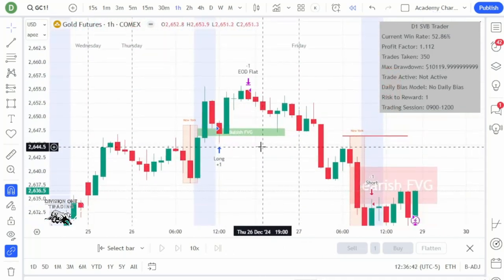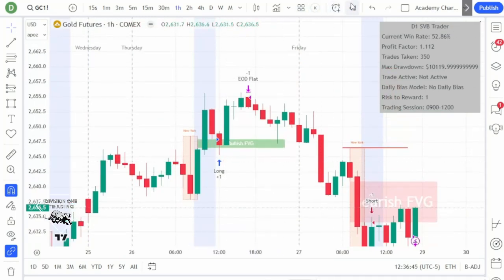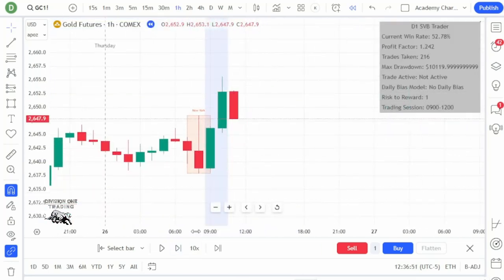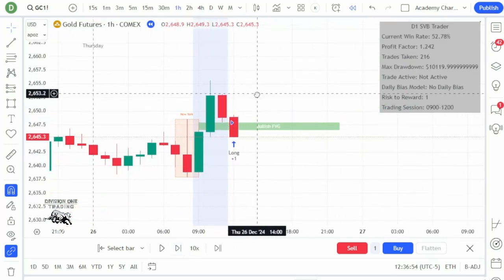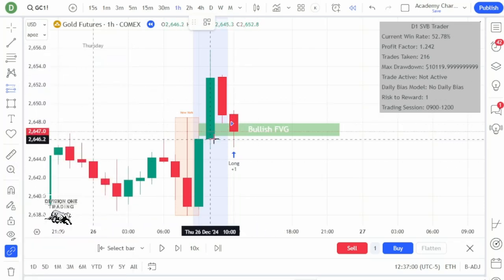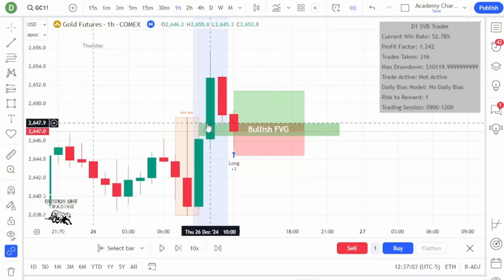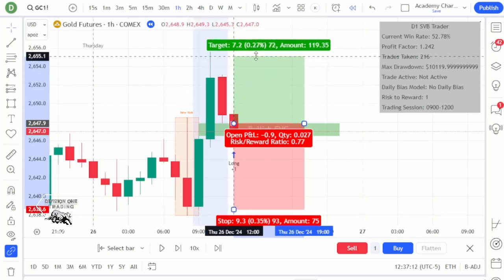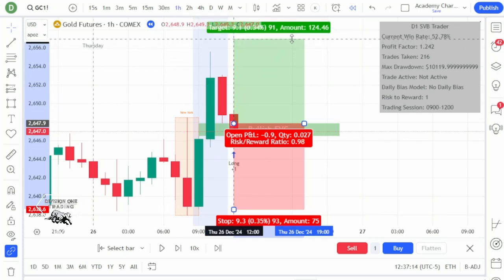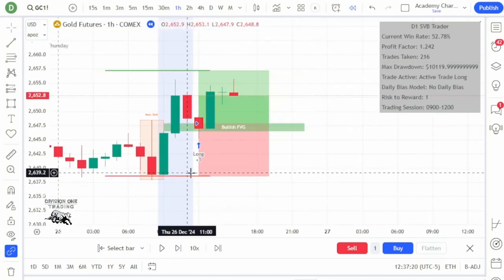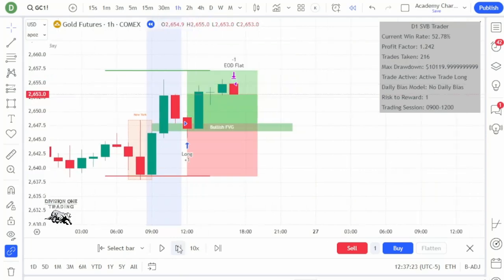So let's go to this long here. Again, a gap was created. Boom, at the close of that candle, it had us take a long here. So this is the fair value gap that was formed. Our stop would go at the low of the candle that had formed it, and we're going to pick a 1-to-1. You see how it shows up now. So that's what the system is seeing.